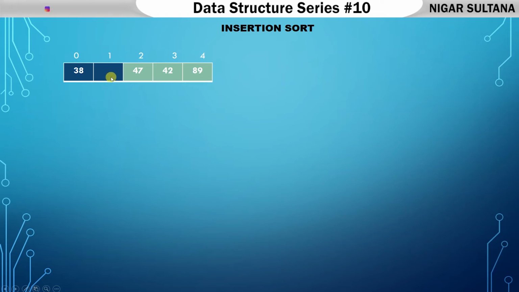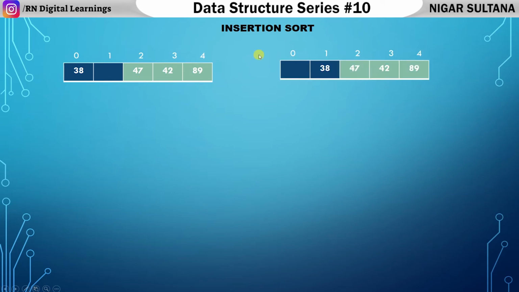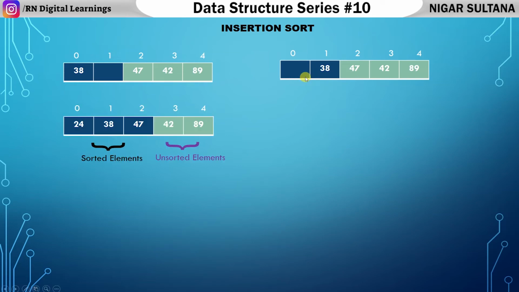So when 47 is greater than 24, I'll be pushing this 47 into the next position. Then 24 is less than this 38, so I'll be pushing this 38 into the next position, and 24 will be placed in the first position, because 24 is less than 47 and 38. Till now, 24, 38 and 47 are the sorted elements, and 42, 89 are our unsorted elements.